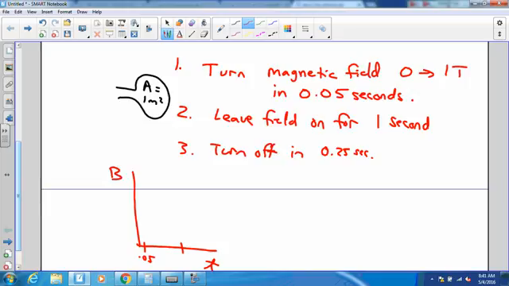And then we turn it off, and it ends at 1.3. Okay, now what does my field look like? Going up to 1 Tesla by 0.05, and then it stays there until 1.05, and then goes down until 1.3. There we go. And we got 1 Tesla right here, marked like so. And let's be good about our graph and put seconds on the time, and Teslas on the field, and all that.